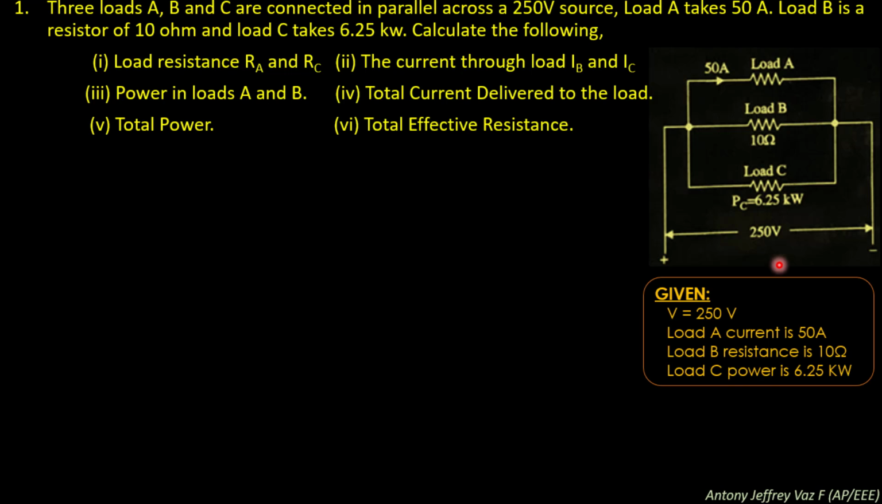So the given data are the voltage source rating is 250 volt, load A current is 50 ampere, load B resistance is 10 ohm, load C power is 6.25 kilowatt.